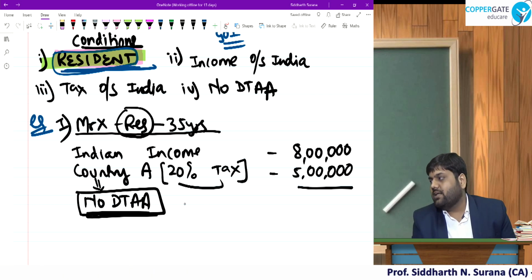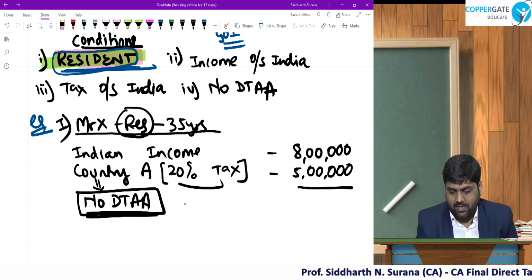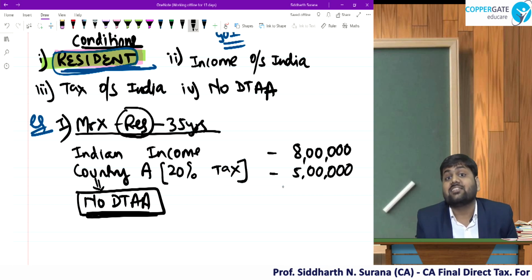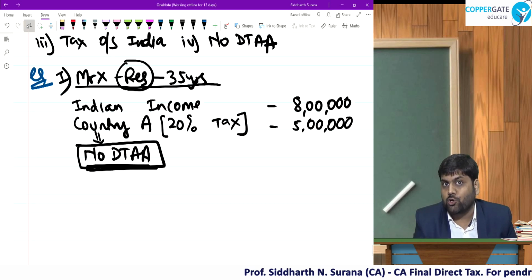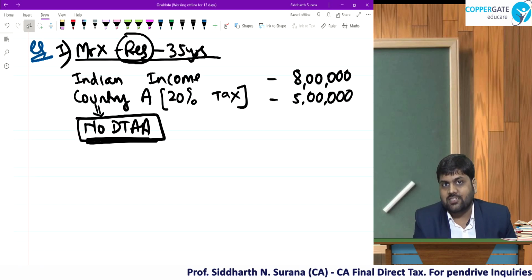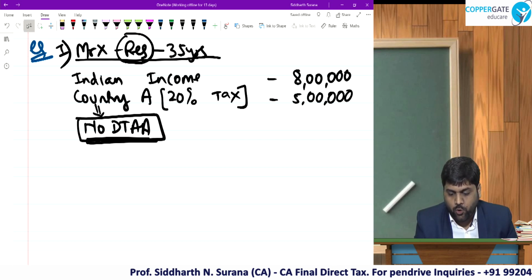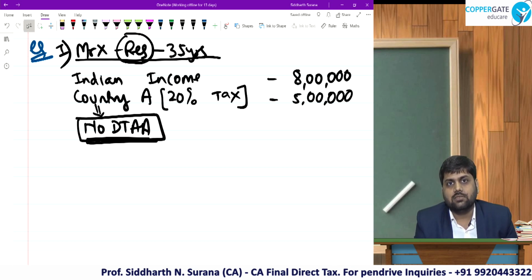This is why I said that for unilateral relief, you have to check only one thing: resident. Everything else is automatically taken care of. So have you understood now that the assessee is eligible? Till now I have not taught you the calculation. Now is the time when we will learn the calculation of unilateral relief. How is unilateral relief going to be provided under income tax?